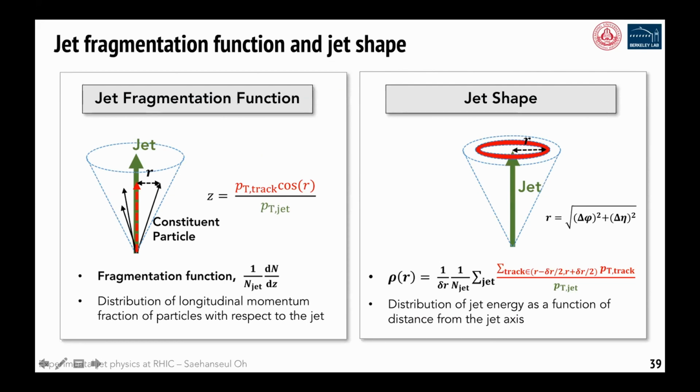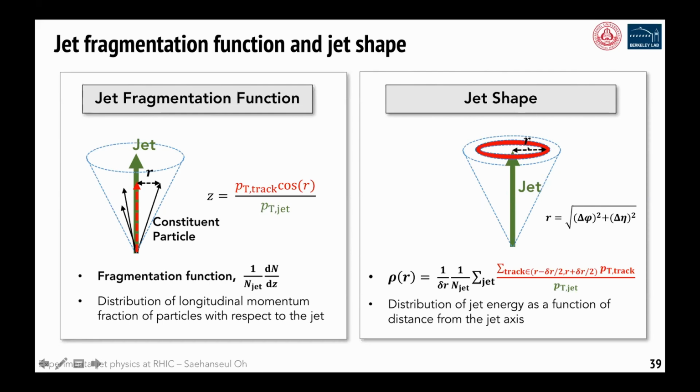Once you have a track or constituent, we project into the jet direction and measure this pT in the longitudinal momentum direction, over jet pT. So the distribution of the longitudinal momentum fraction of a particle with respect to the jet, that's the jet fragmentation function measurement. So 1 over N_jet, dN/dz.